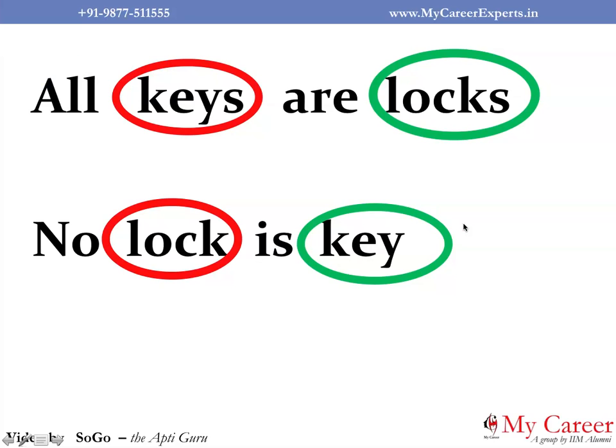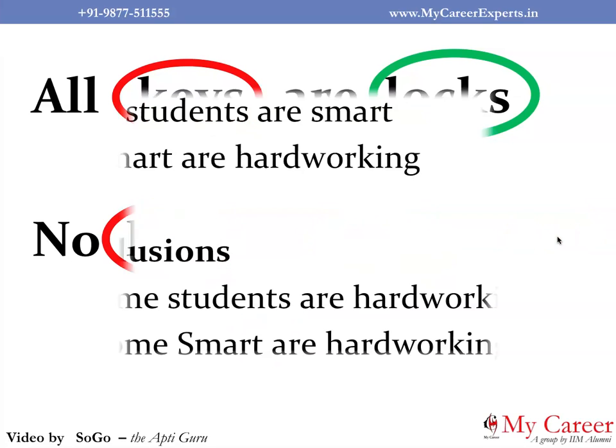Here we are given statements like: all keys are locks, no lock is a key. So we are given all keys are locks, and we will draw the Venn diagram of this like this. In the first statement, we have all keys as locks. Now the second statement says no key is a lock. So both statements are inconsistent with each other. We will not be able to draw any conclusion out of this, because one statement says all keys are locks, another statement says no keys are locks.